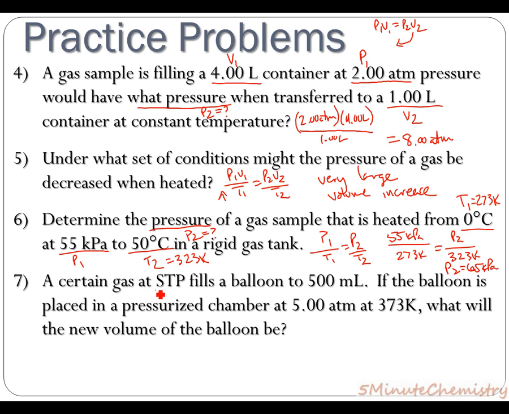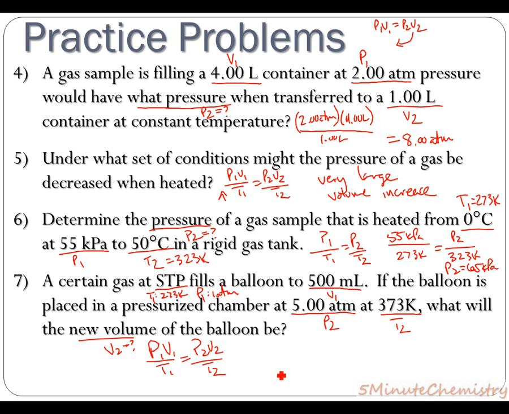Lastly, a certain gas at STP, which means a temperature of 273 Kelvin and a pressure of 1 atm, fills a balloon to 500 milliliters. So this is our volume. If we connect that all three of these are in the same sample, it's V1, P1, and T1. If the balloon is placed in a pressurized chamber at 5 atmospheres, so new pressure, P2, and at 373 Kelvin, so T2, what will the new volume be? V2 is what?